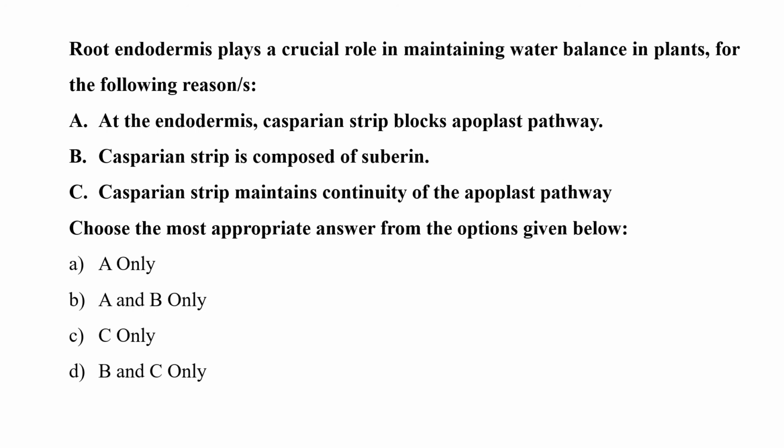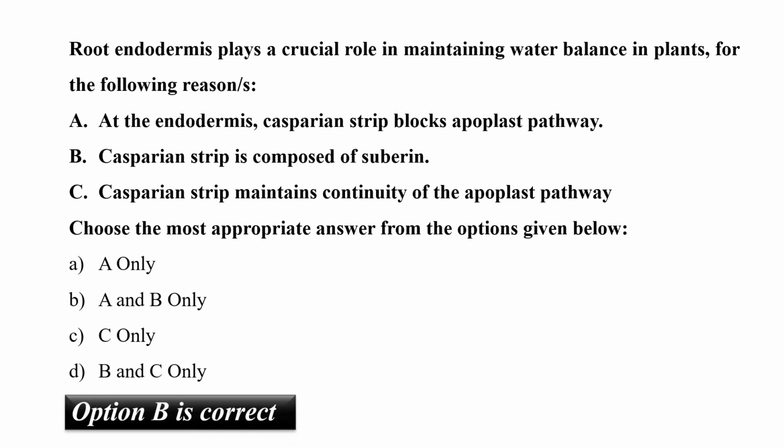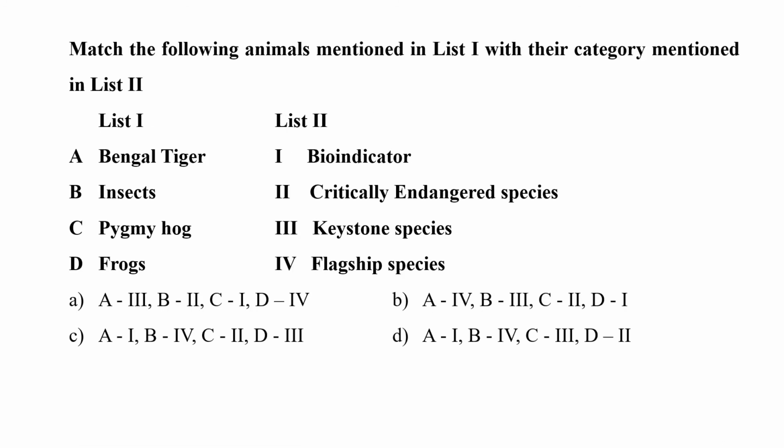So both statements A and B are correct, that at the endodermis the Casparian strips block the apoplast pathway, and the Casparian strip is composed of suberin. So our right answer would be option B, which says A and B only.